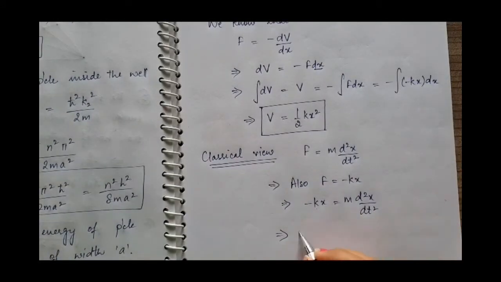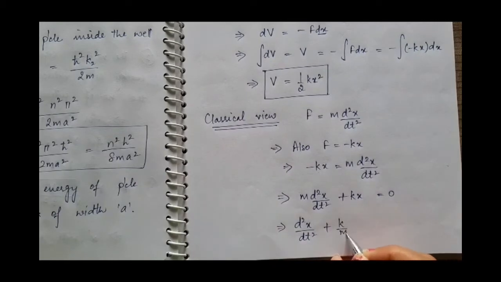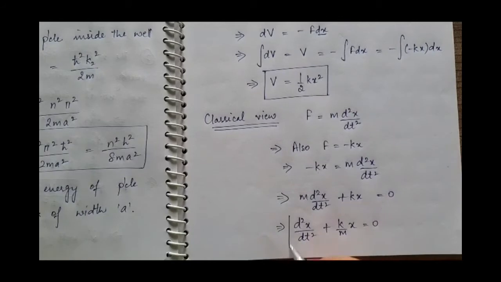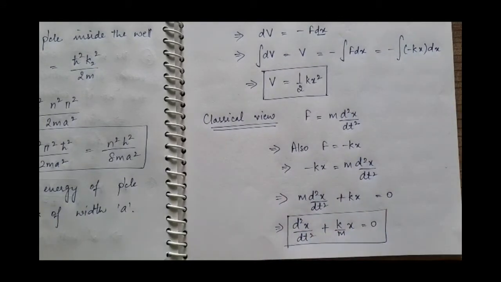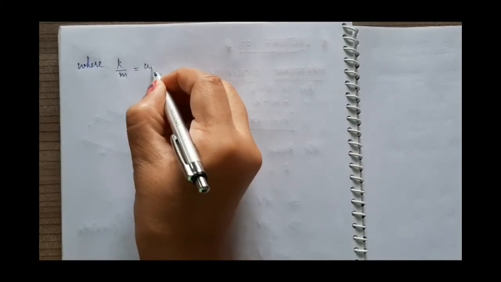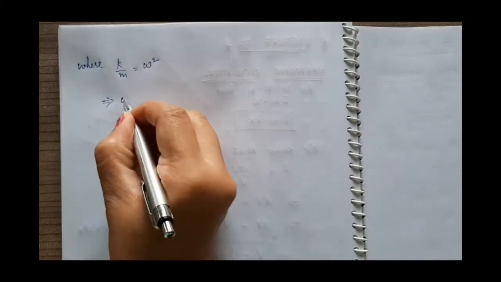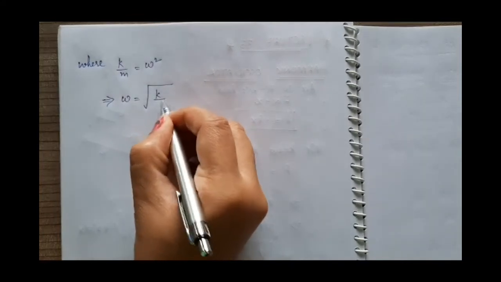Move this to this side and you will get m d square x by dt square plus kx equal to 0. So we have d square x by dt square plus k by m x equal to 0, and this is the second order differential equation of simple harmonic motion, where k by m is equal to the square of the frequency with which the oscillator is oscillating. So the angular frequency of the oscillator will be root k by m.